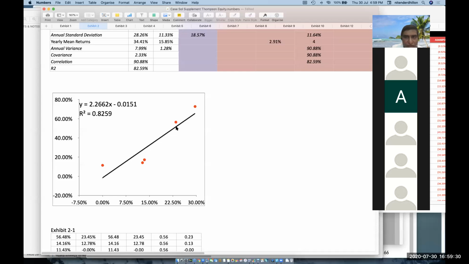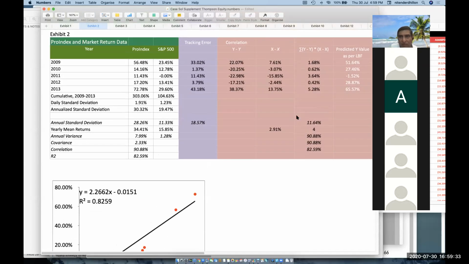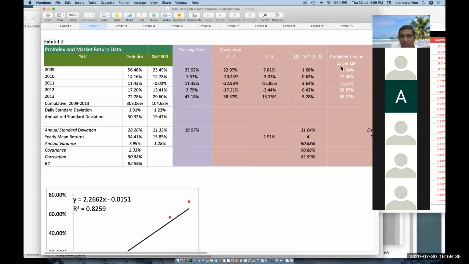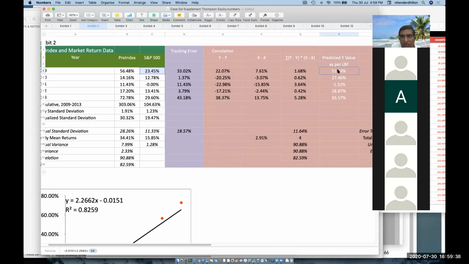Everyone okay with the interpretation of line of best fit? Yes. So now in this column, the predicted value, I plugged in the same values. The intercept is 0.0151, 2.26 is the slope, and C4 is our X value. If the S&P was 23%, our predicted value as per this line should have been 51. Predicted value in 2013 should have been 65. Again, I've used the same X coefficient and the intercept, and I've taken 29.6.